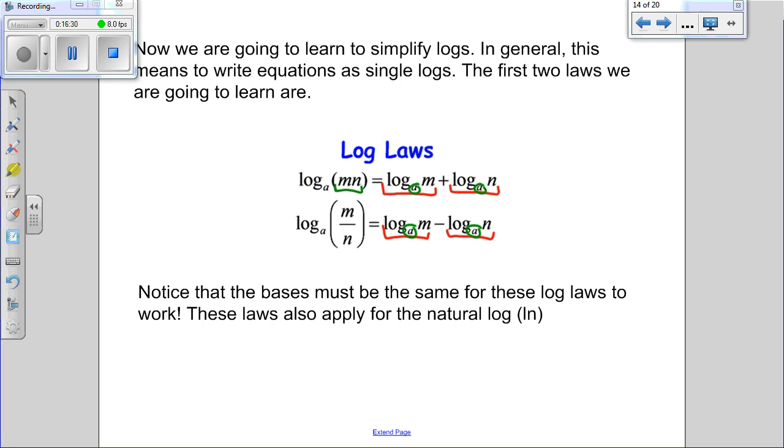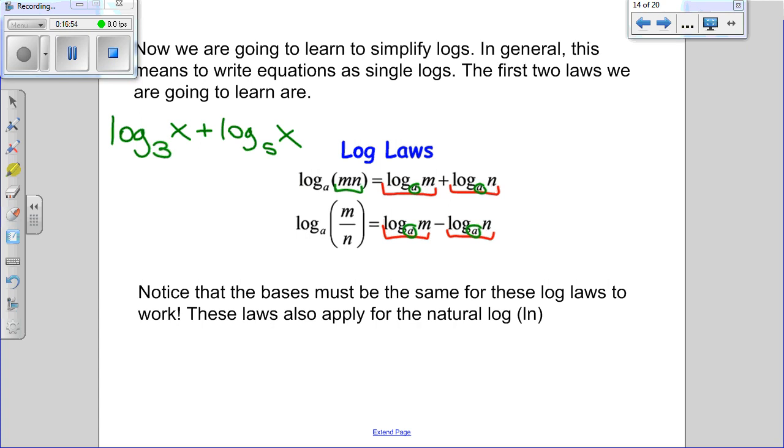So if you had something like log 3 of x plus log 5 of x, you could not combine those because the bases are different. So that would not be a log law we could do. But if they had both been 3 or both been 5, then we could have multiplied the x's together to create one log. And we're going to do 3 practice problems, and you're going to do 3 practice problems.